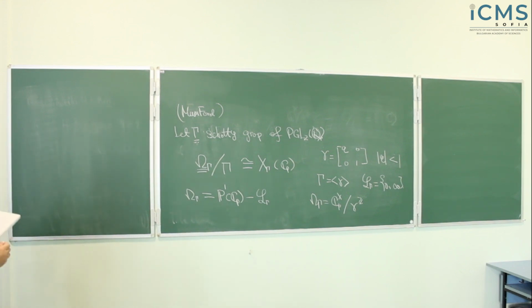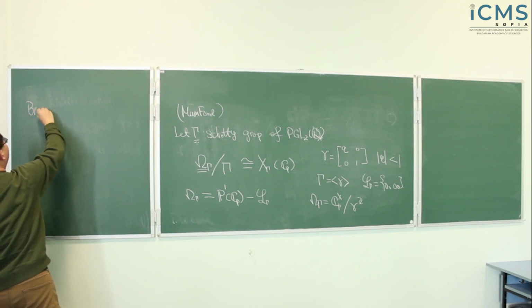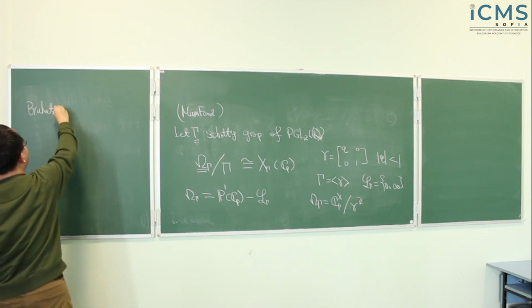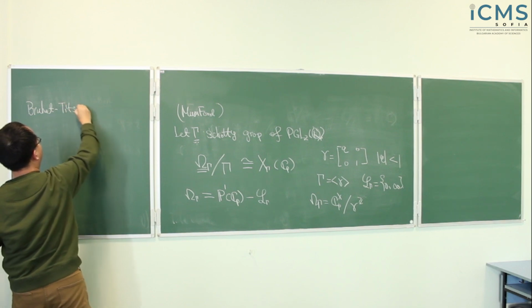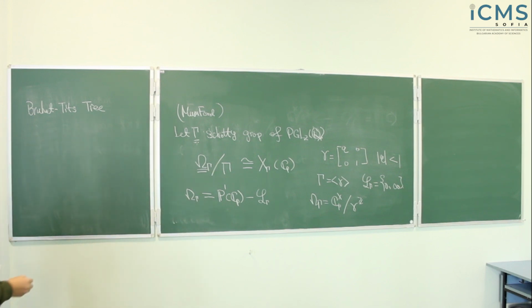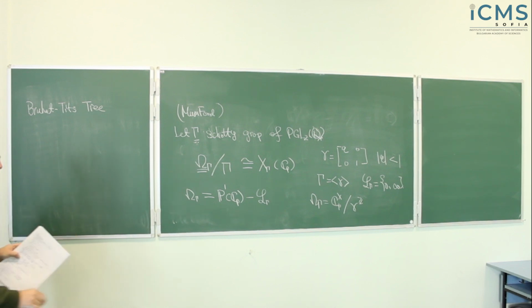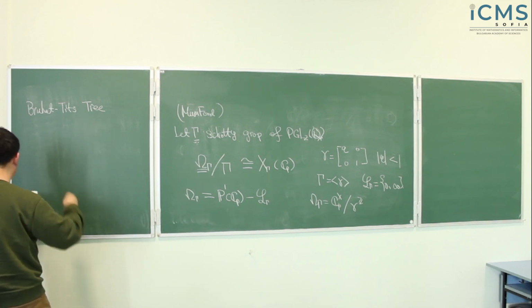So before introducing the higher dimensional case, we need to introduce a series of Bruhat-Tits buildings, or Bruhat-Tits trees. This can be defined on any discrete valuation field, but let's consider the simplest case to give you some impression of these things.